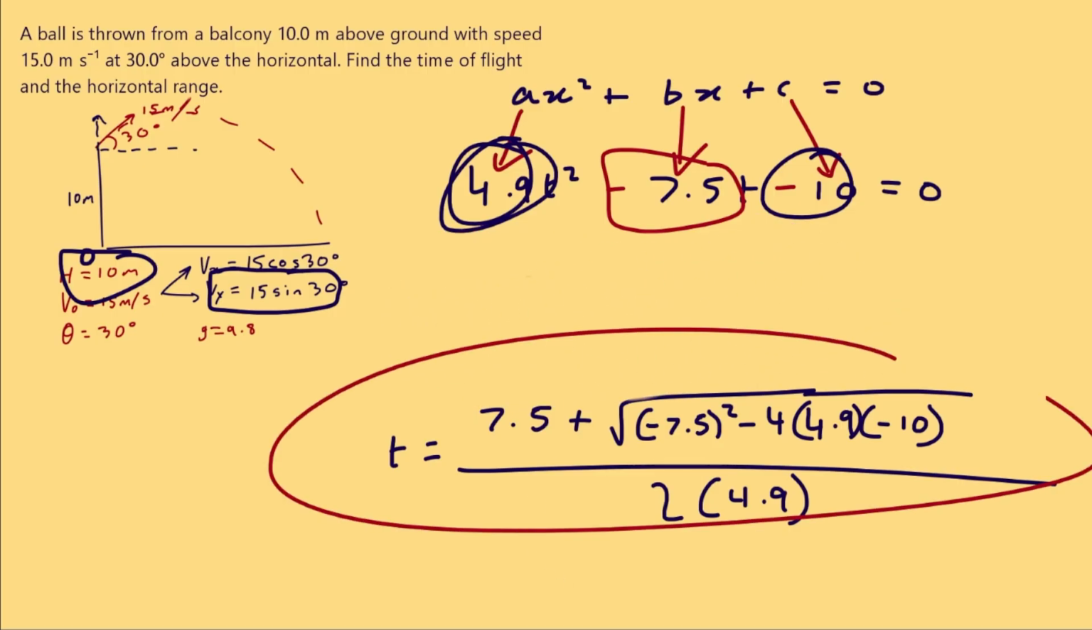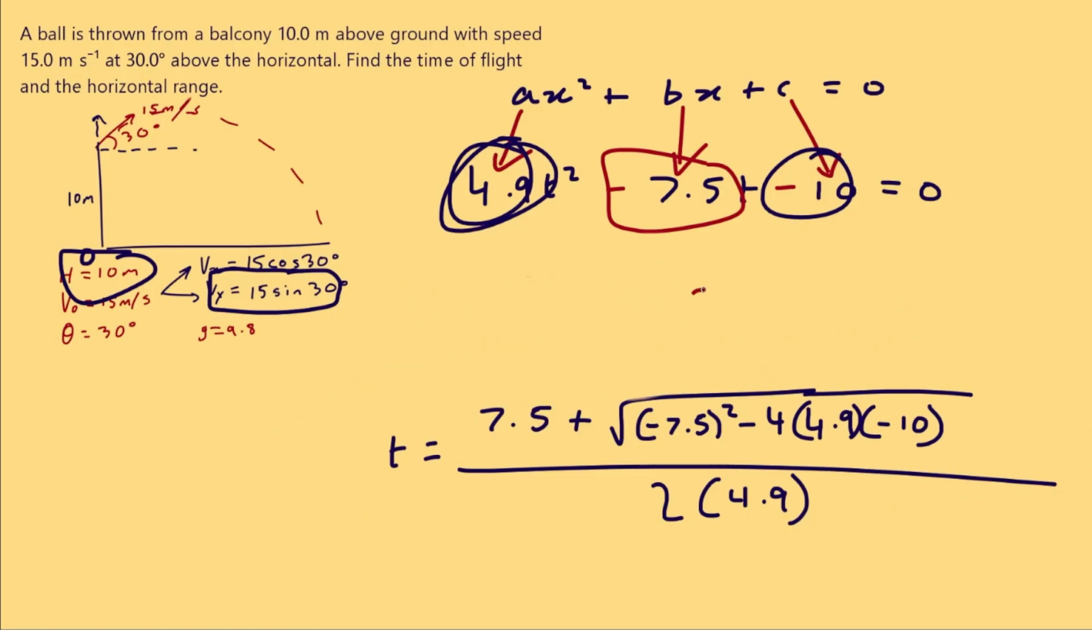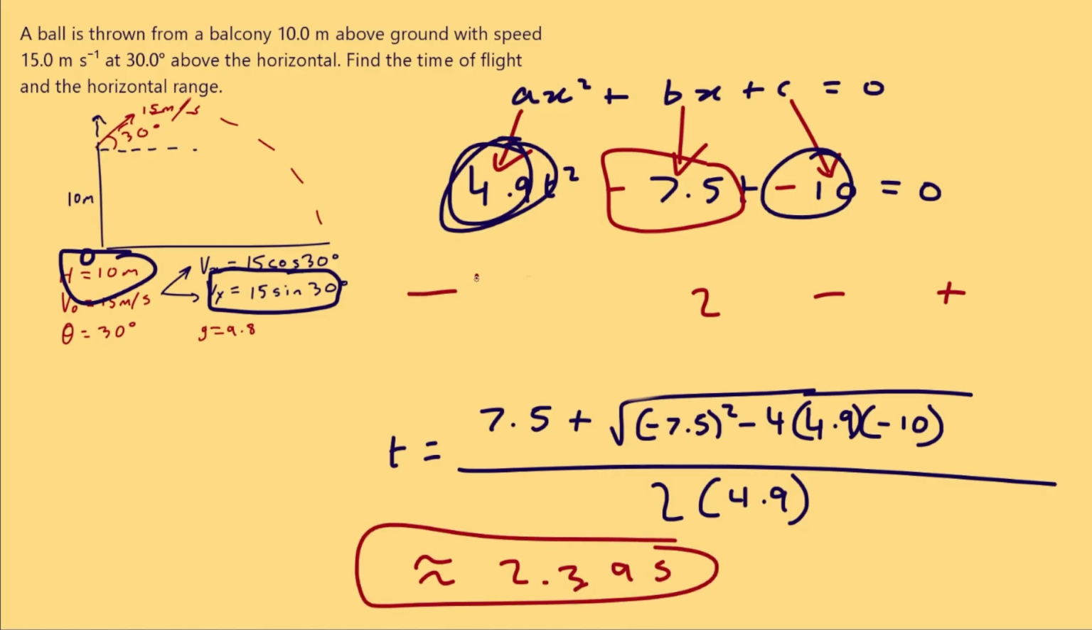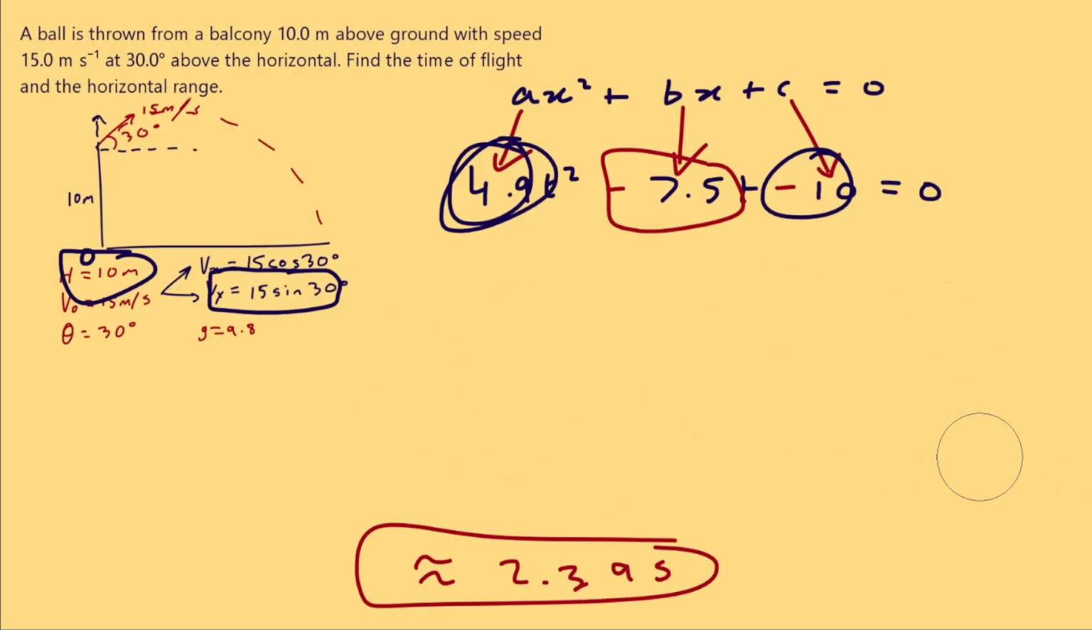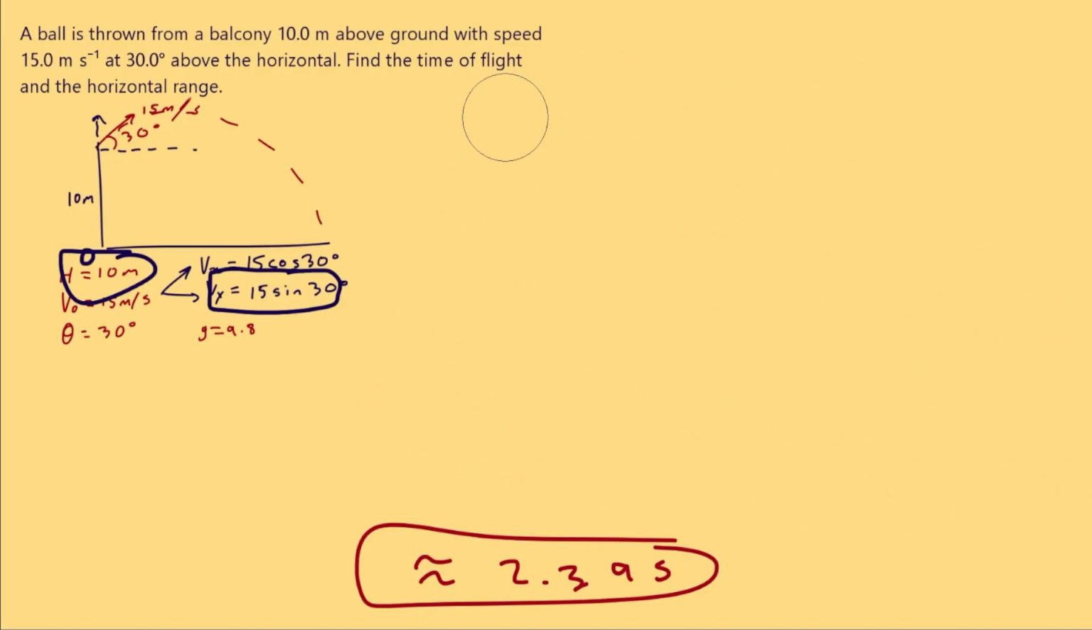And computing this actually gives you two roots. One of them is negative and one of them is positive. When it comes to time in physics and you get two roots, one negative and one positive, you always take the positive one, which in this case is roughly 2.39 seconds. Why? Because negative time does not exist. That is non-physical. We discard that answer completely. Now that we found time, we can find the horizontal range.